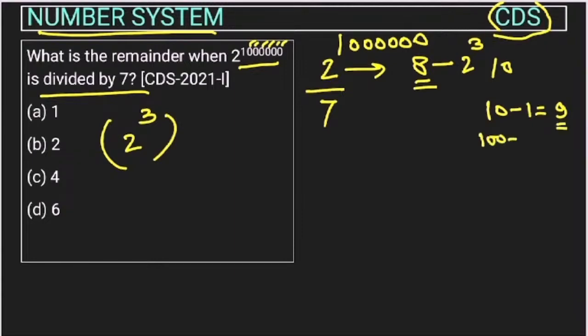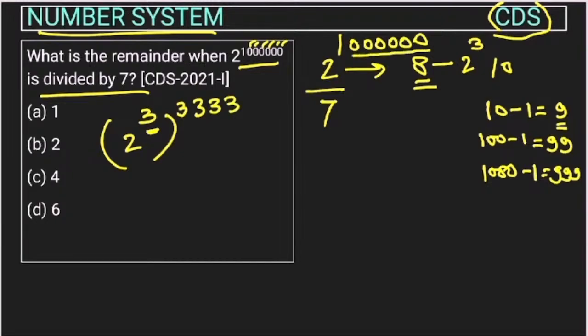Similarly, 100 minus 1 is 99, which is also divisible by 3. If it is 1000, minus 1 is 999. So if we divide this by 3, the number of zeros is the number of times 3 will come, so 6 times: 1, 2, 3, 4, 5, 6. This becomes 999999, and 1 is remaining. So we put out the 1, 2.